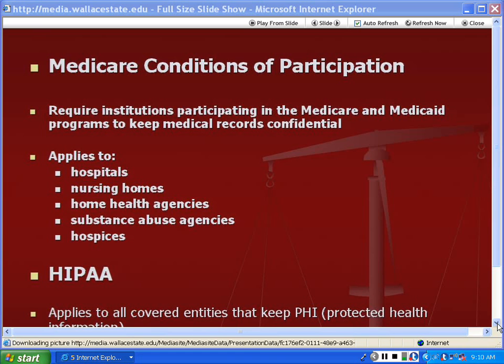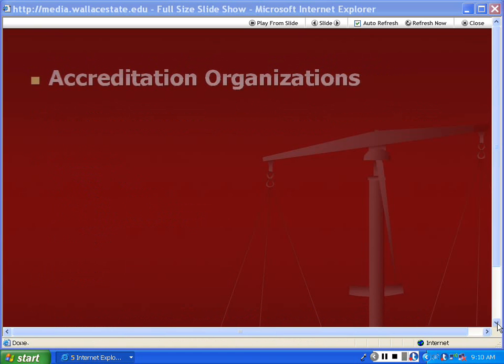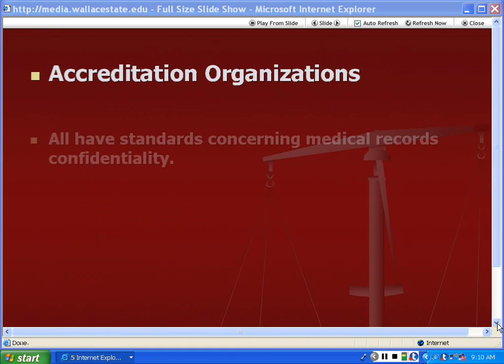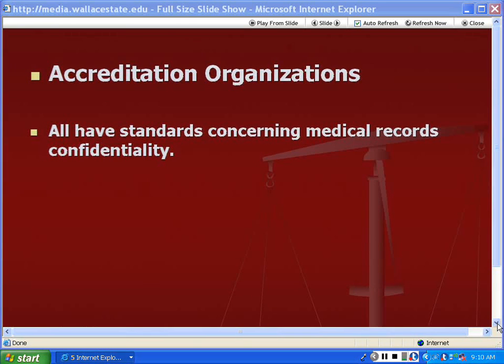Now, accreditation organizations all have standards in regard to confidentiality of medical records or health information. And so, another thing you need to be aware of is that you need to know the HIPAA regulations. You need to know what the conditions of participation say about confidentiality. You need to know what the state laws are. And if you work at an accredited facility or organization, you have to know what the standards of that accrediting agency are. Even though they're not law, they're binding if you have accreditation.